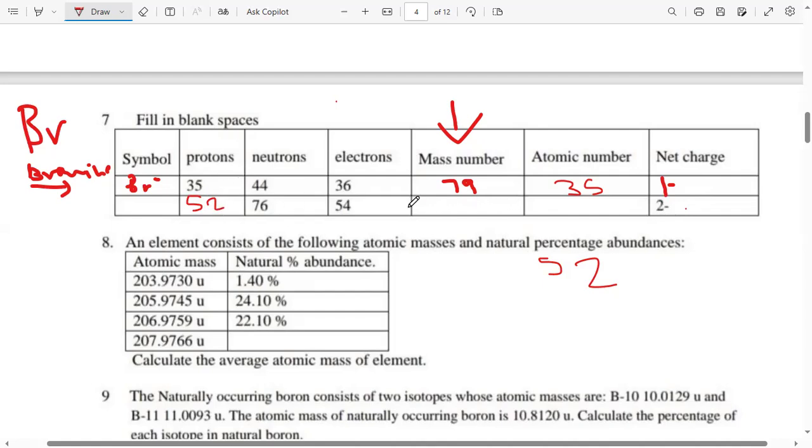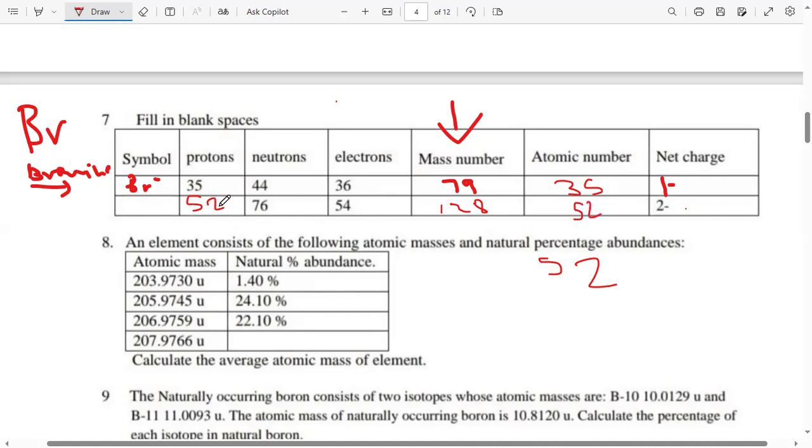Let's get the mass number. So mass number, protons plus neutrons. So we are adding in 52 plus 76. So I'm getting 128. So confirm with your calculator as my mass number. Atomic number, same as the proton number. So this will be 52.